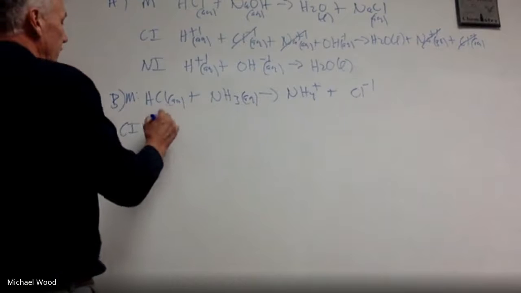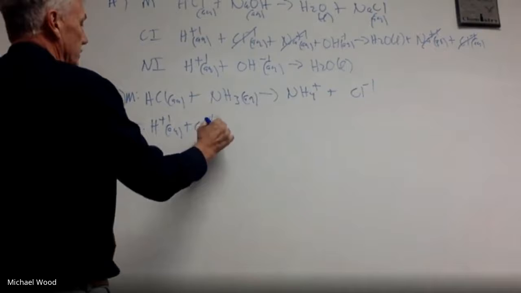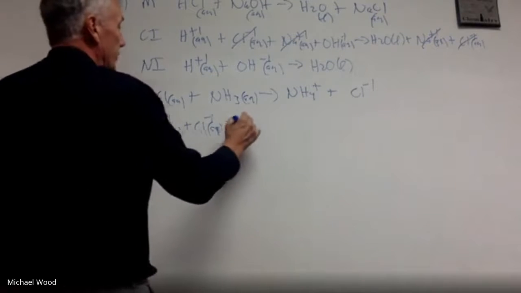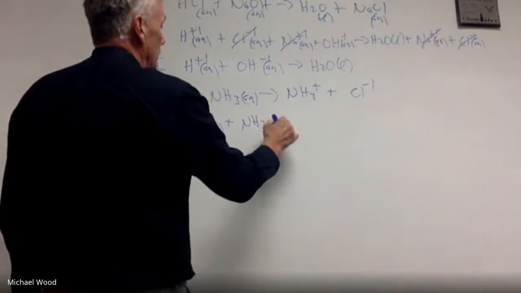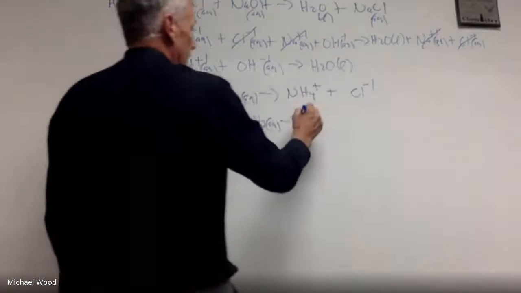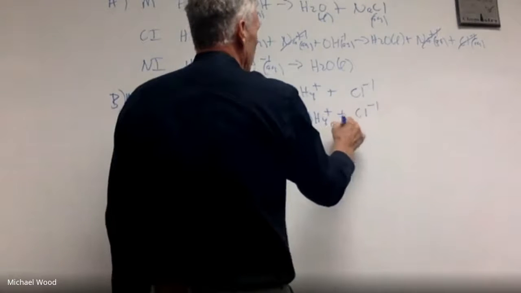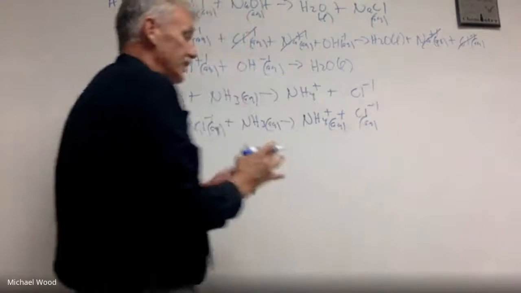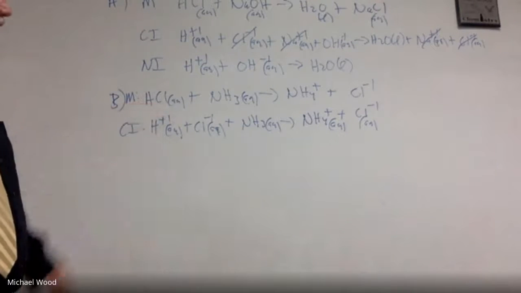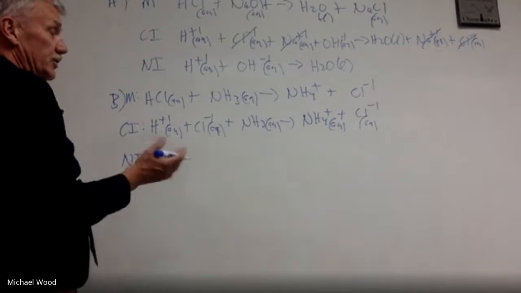So here, I would have H plus Cl minus. That's a strong acid, so I dissociate it. But NH3 is a weak base, so I don't dissociate it. And these two are just ions, so they are not going to dissociate. So the only thing that I dissociated here, and that's again strong acid, strong base, soluble salt, was the strong acid. And so now in the net ionic equation, I cancel out the spectator ions.